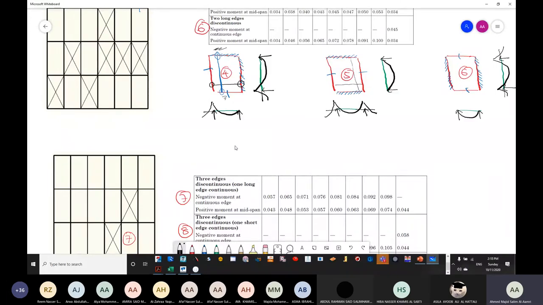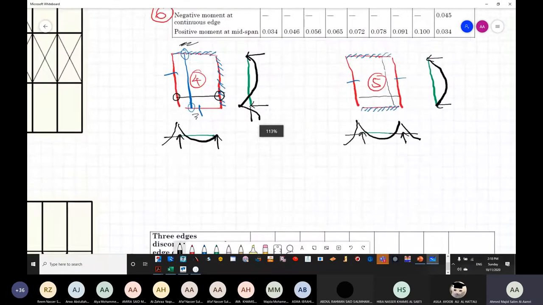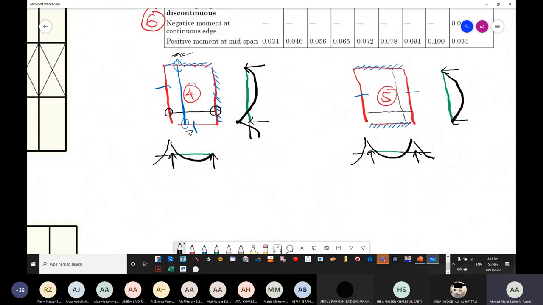If you see case number four, it's discontinuous from this side. So the support is discontinuous. Here, there is another slab, so it's continuous. In the other direction, it's discontinuous from here, so this is what we draw. And it's continuous here. Short one, not continuous.